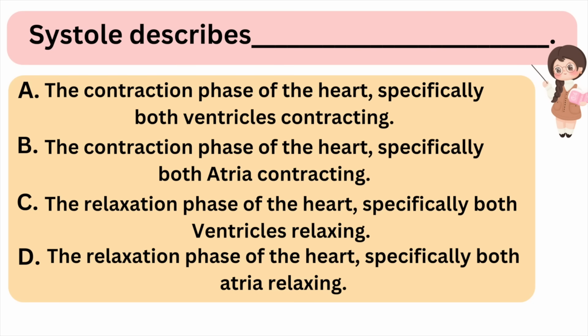Alrighty guys, question number 8. Systole describes blank. A, the contraction phase of the heart, specifically both ventricles contracting. B, the contraction phase of the heart, specifically both atria contracting. C, the relaxation phase of the heart, specifically both ventricles relaxing. Or D, the relaxation phase of the heart, specifically both atria relaxing.